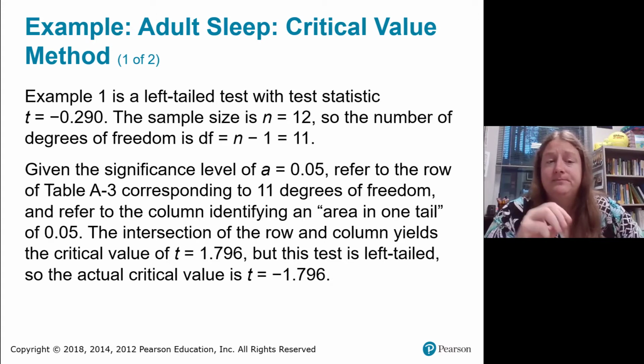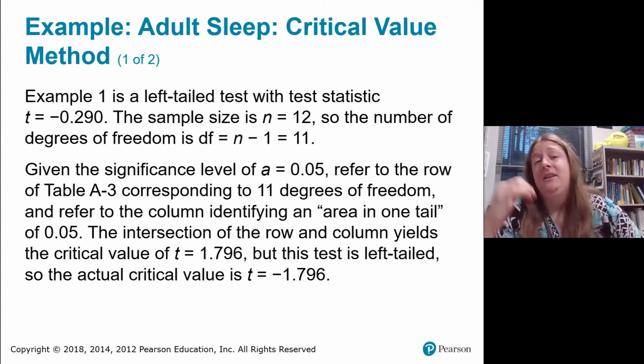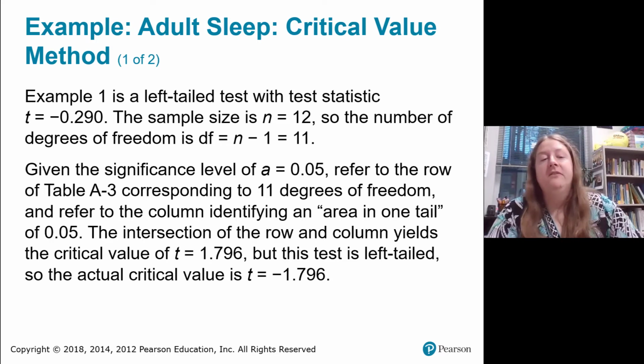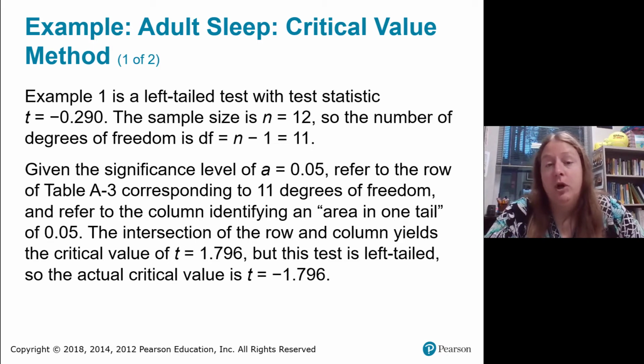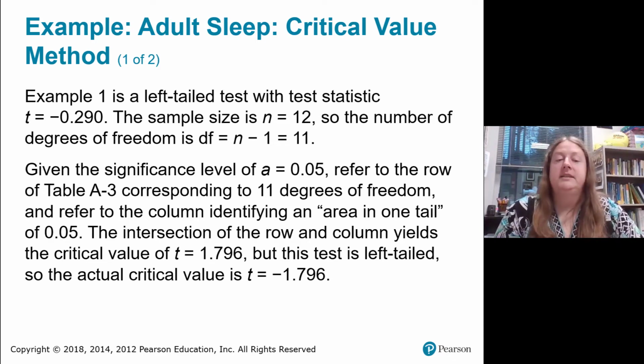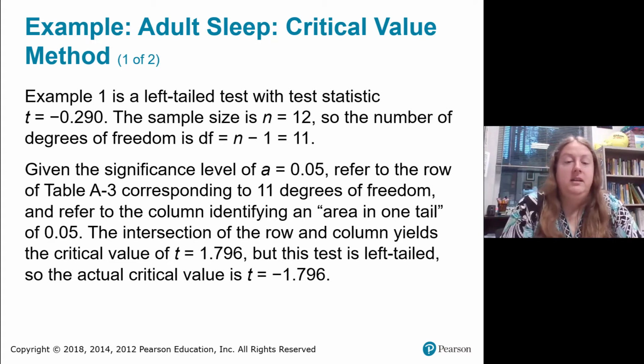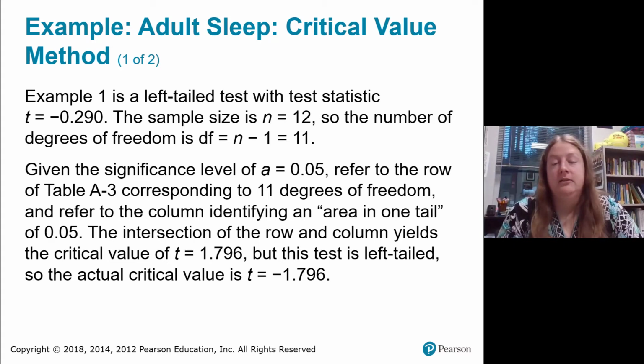Make sure you understand what's going on there. Now, if we instead used critical values instead of our p-value method, we would say, hey, significance level of 0.05. So we would say, all right, 11 degrees of freedom. We go to that row, we go to the 0.05 column, and that gives us a t-value of 1.796. But remember, that's the t-value for the right tail test. So we need the left tail test.